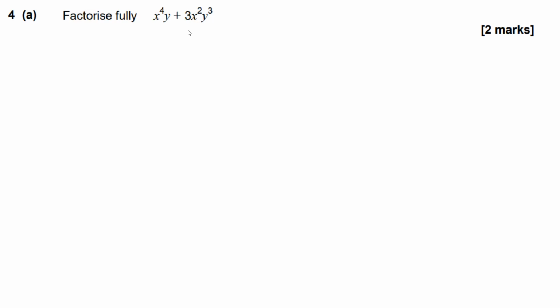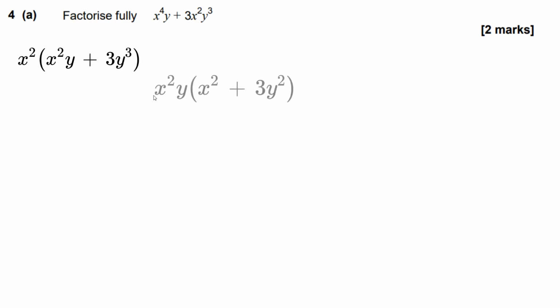Factorize fully. x squared comes out. It's probably the first thing you'll notice. So take x squared out. And then a y also comes out, because it's in both terms. So you've got this, and that's it factorized fully.